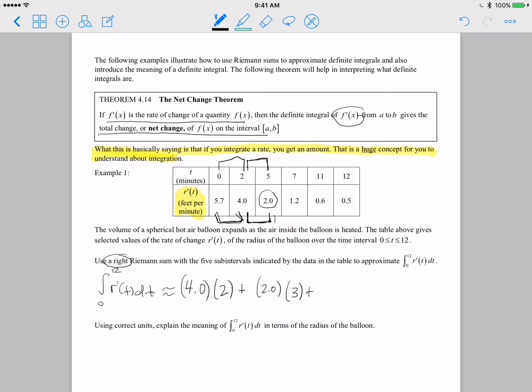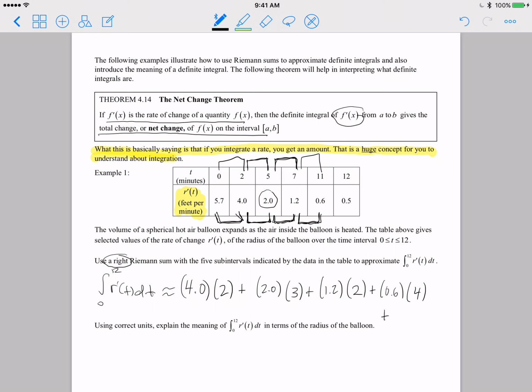Plus, go to the next one. Again, I'm going to take the right-hand value from that subinterval, so that's going to be 1.2, multiplied by the width, which if I look at the difference in the t values is going to be 2. Plus, go to the next subinterval, 1.2 to 0.6. We're going to take the 0.6 since we're doing a right Riemann sum, and then multiply by the width, which is from 7 to 11, which gives me 4.